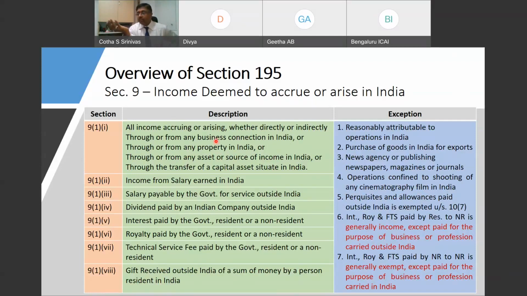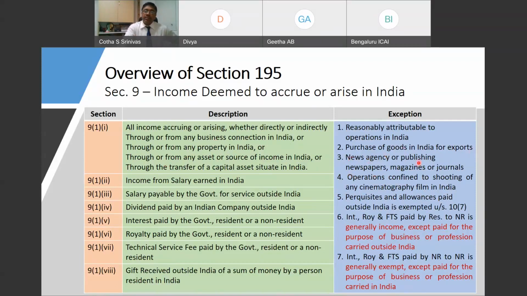Say suppose a person has got companies in more than 3 or 4 countries, including India. We cannot say that just because he has got a business connection in India, his entire income will be taxed in India. So whatever is reasonably attributable to operations in India, that alone we should take. Beyond that, it will be exempted. Purchase of goods in India for exports is exempted.